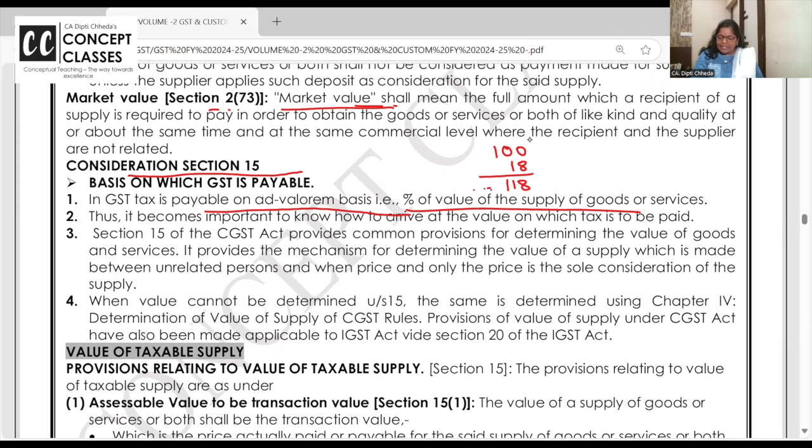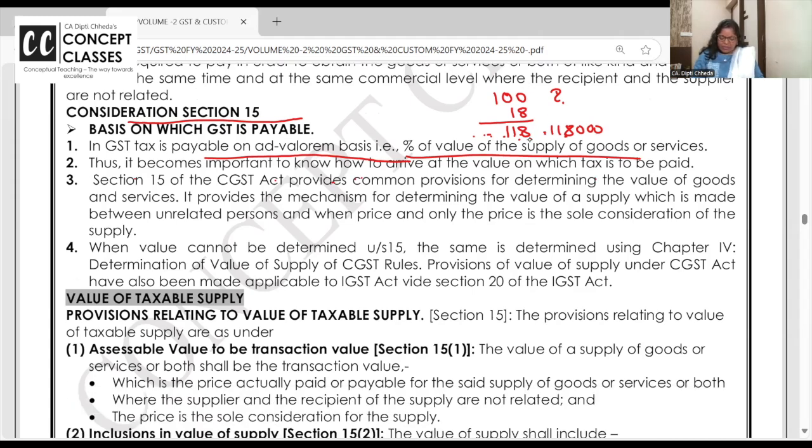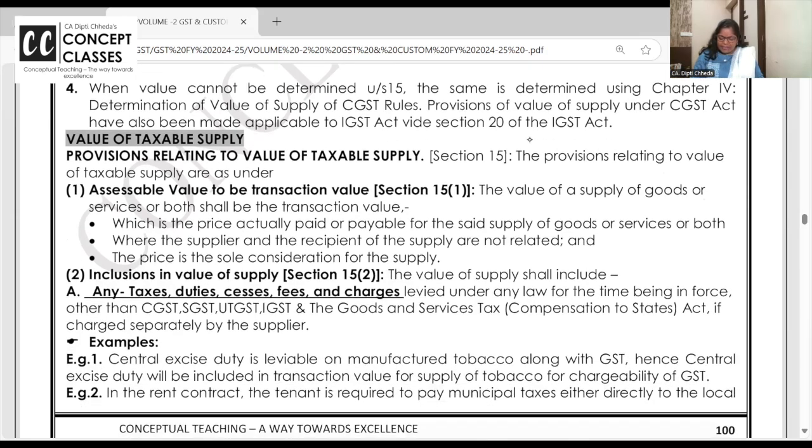So many times in the exam, they'll give you transaction values inclusive of GST. Say 1,18,000, just an example. Then what is the actual transaction value in 118? It's 100. So in this, how much? Like that, cross multiply. We'll work it out, but just saying. Then it becomes important to know how to arrive at the value on which the tax is paid, right? Okay, these all are for reading purposes.